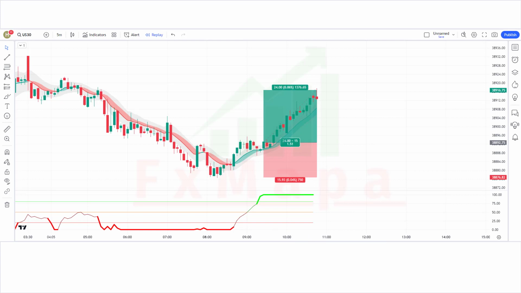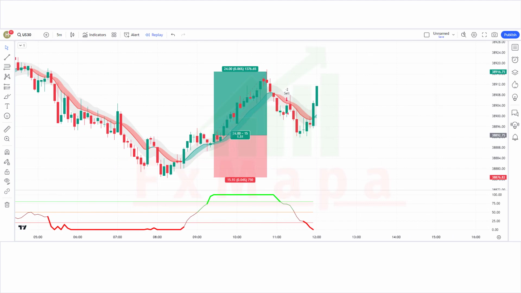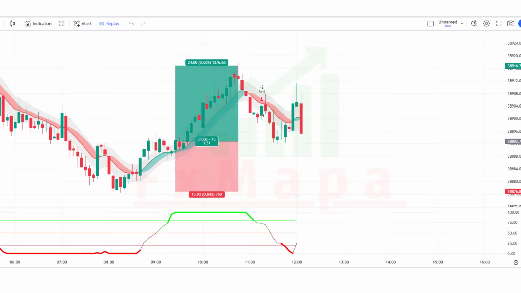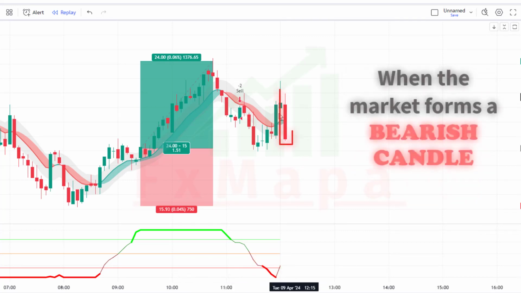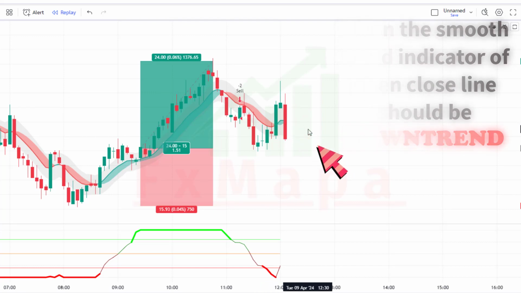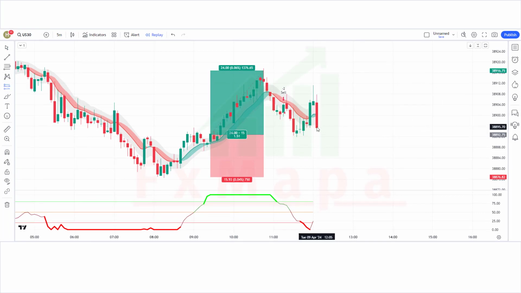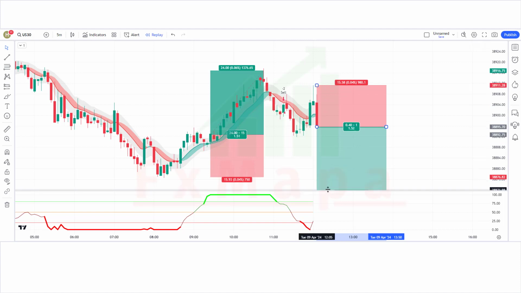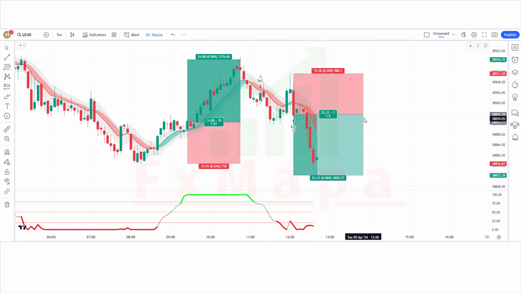Now let us understand the short position. When the Ultra RSI indicator has given us oversold signals, when the market forms a bearish candle, when the smooth trend indicator of open close line should be downtrend. If this condition is fulfilled, then we will place a sell order. Our stop loss will be placed at the previous high of the market, and the risk to reward ratio will be 1:1.5. The market has completely hit the target.